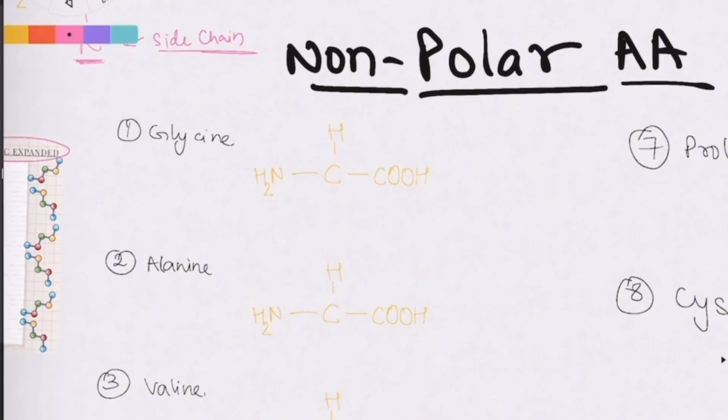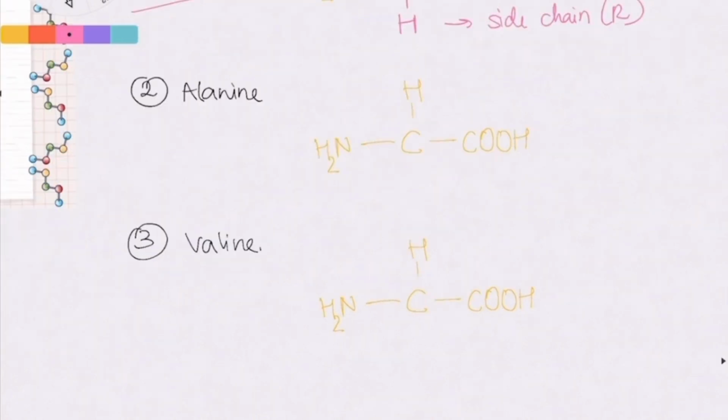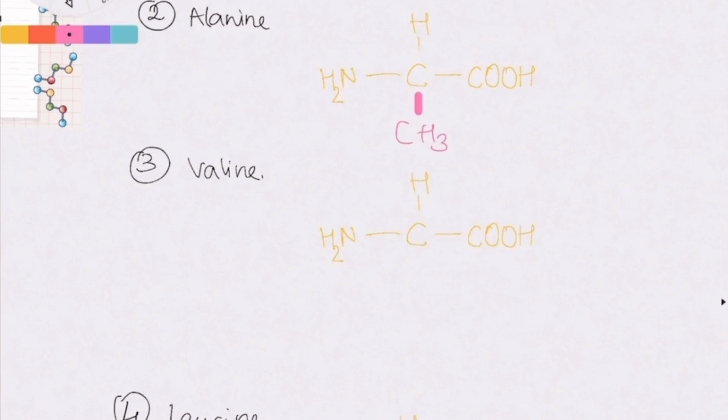The first one is glycine. And for glycine, the side chain is just going to be H. And since the side chain is just a hydrogen atom, glycine is the smallest amino acid. Next we have alanine, which just has a methyl group as a side chain, so CH3.